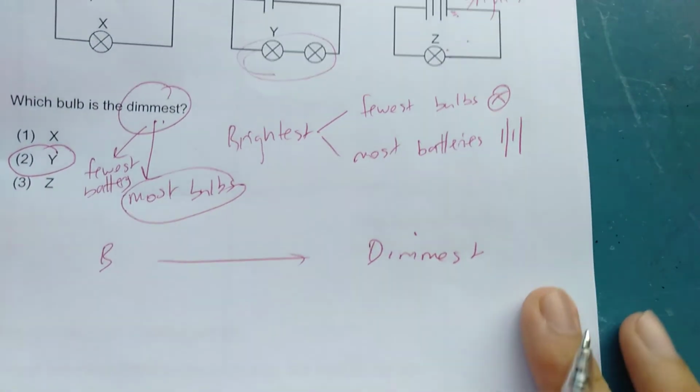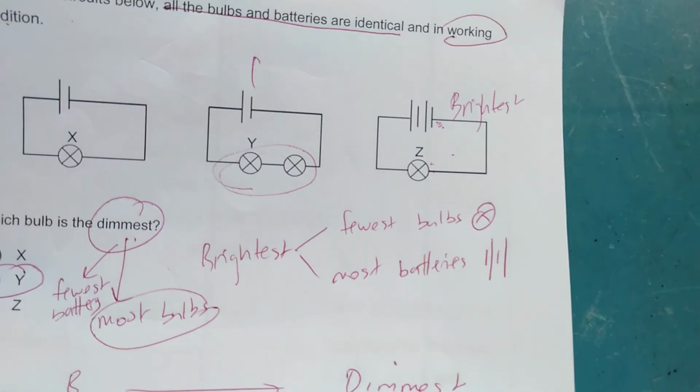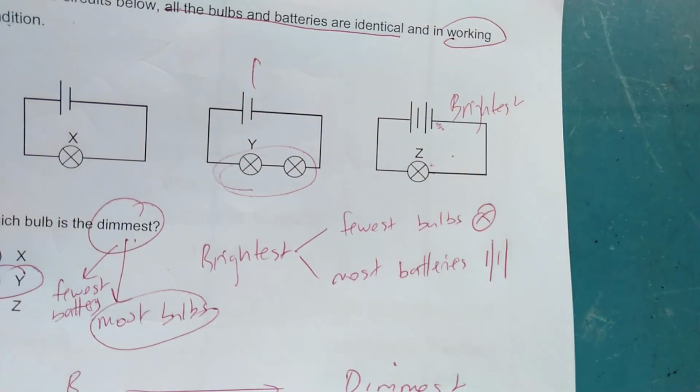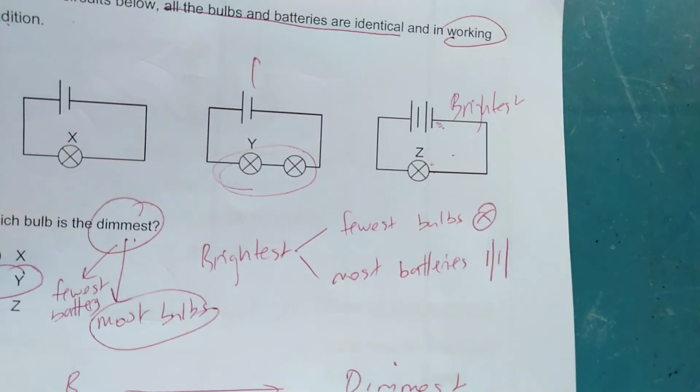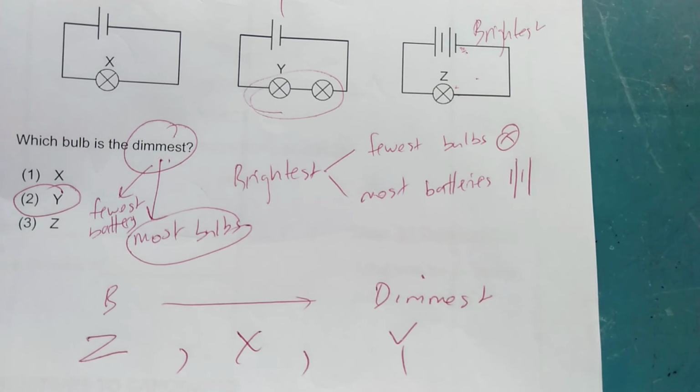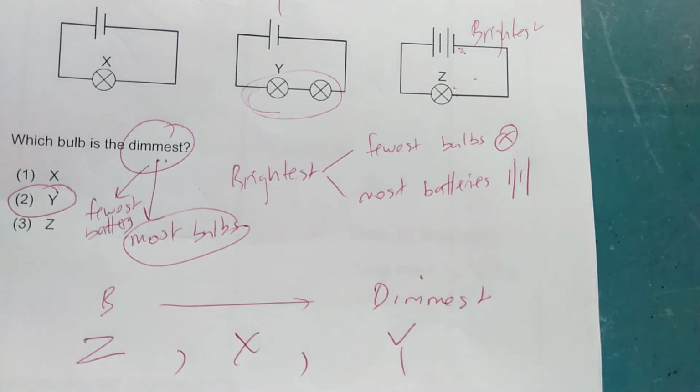So arrange from, let's say, brightest to dimmest. Okay, the brightest one will be this. In between one will be X. The dimmest one will be Y. This is the arrangement.